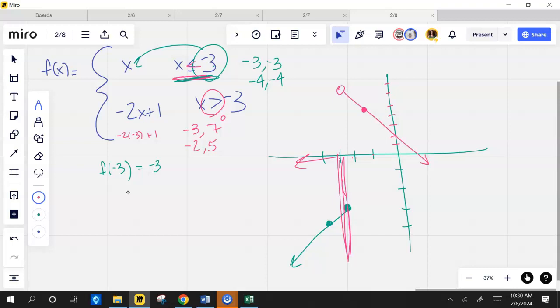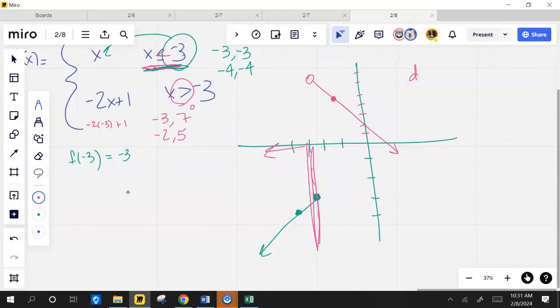What is your domain? What about the range? Yes. How did you get that? So it goes down forever, right? That's my negative infinity. And then as I start making my way up, I go up, up, up. Well, it looks like this one stops, but this one's still coming down, right? Because it goes on forever.